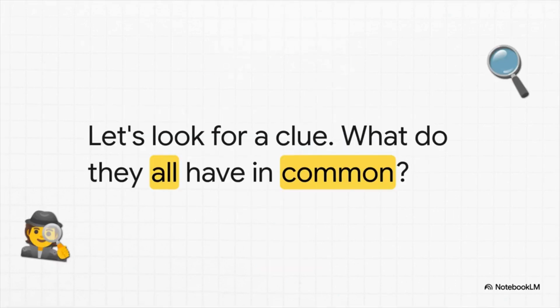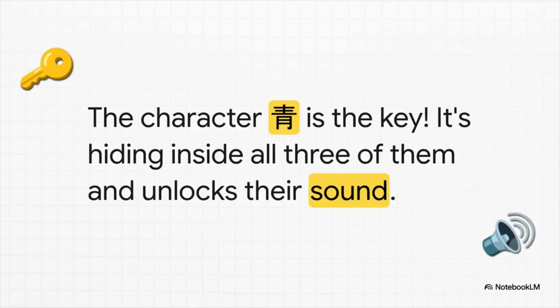To crack this code, we have to play detective for a minute. We need to find the clue. So look at them again, really closely. What's the one piece that they all share? Because that little shared component, well, it's the key to everything. And there it is, the character qīng. You see it? It's hiding inside all 3 of them. And this character is the component that's going to unlock their sound.